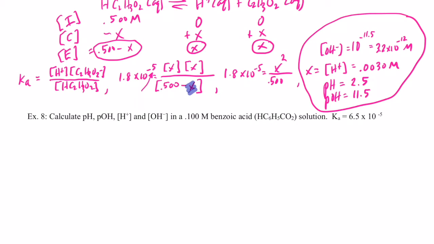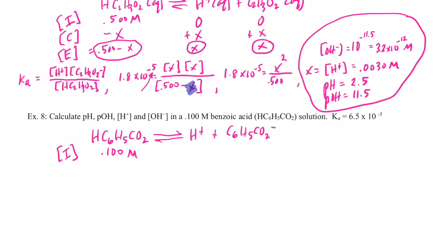This is benzoic acid. It's HC6H5CO2. And when that ionizes, it forms H pluses and C6H5CO2 negatives. Now this is initially a 0.100 molar solution. So pause the video and see if you can finish off this problem. Solve for the H plus, the pH, the pOH, and the hydroxide ion concentration. Then come back and see how you did.